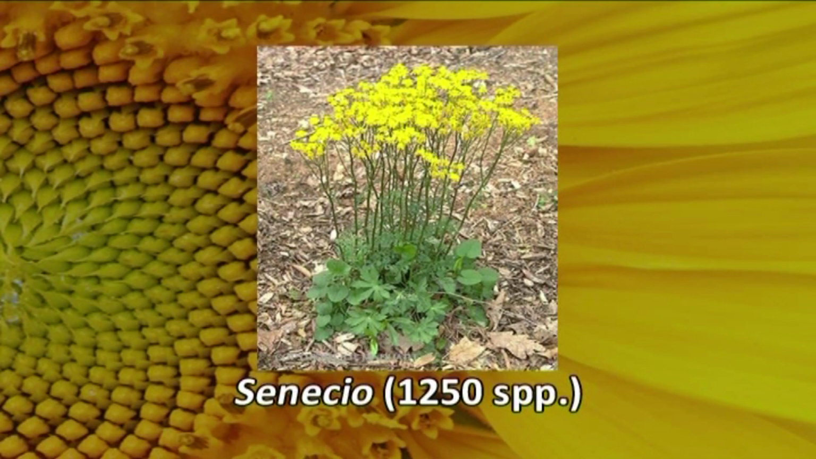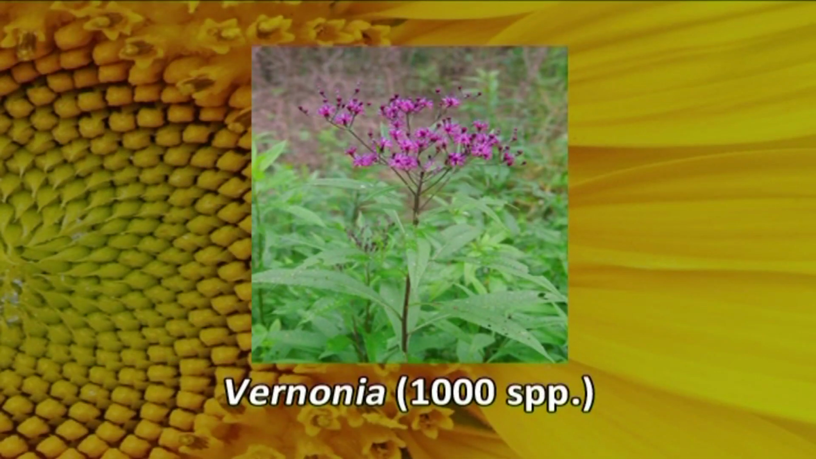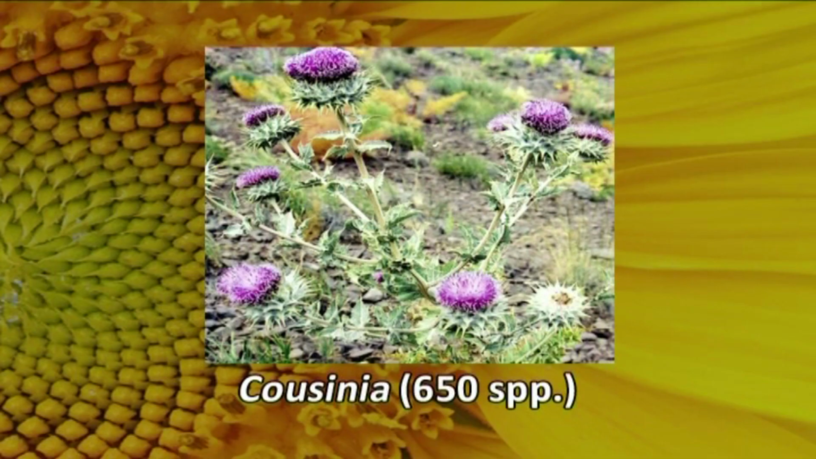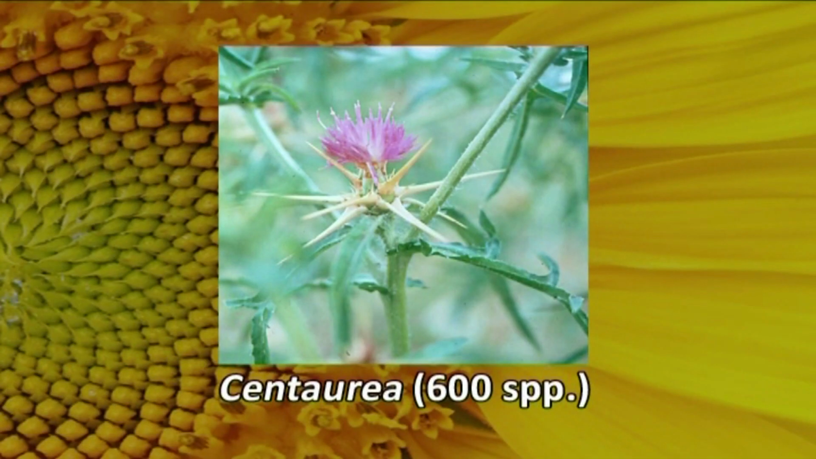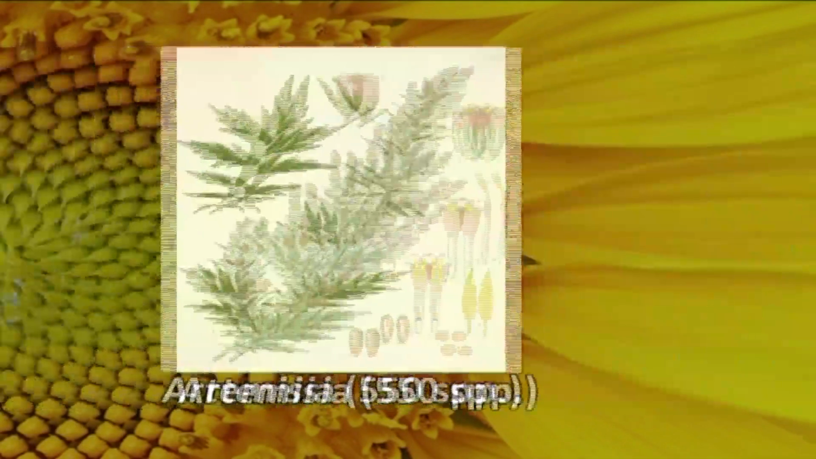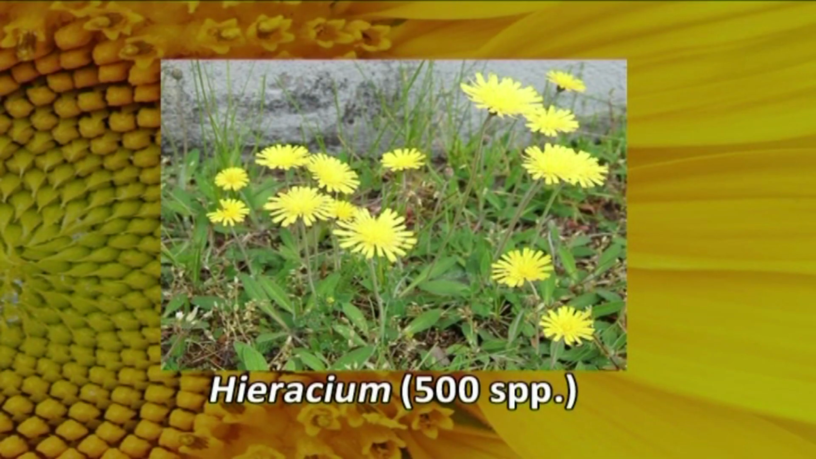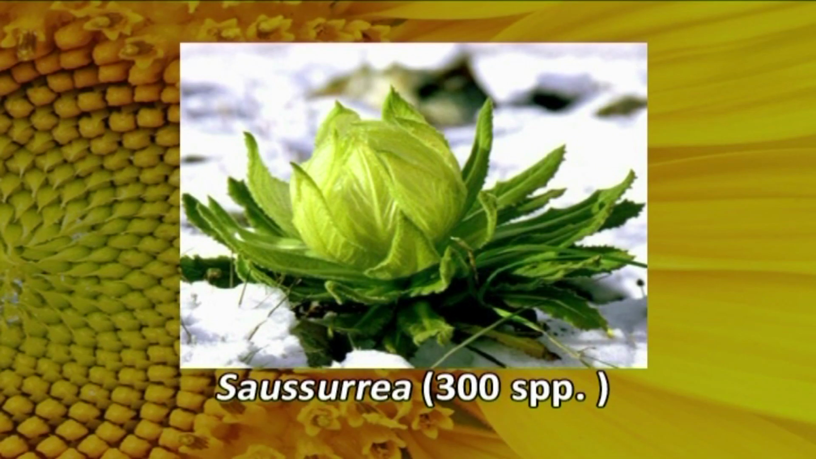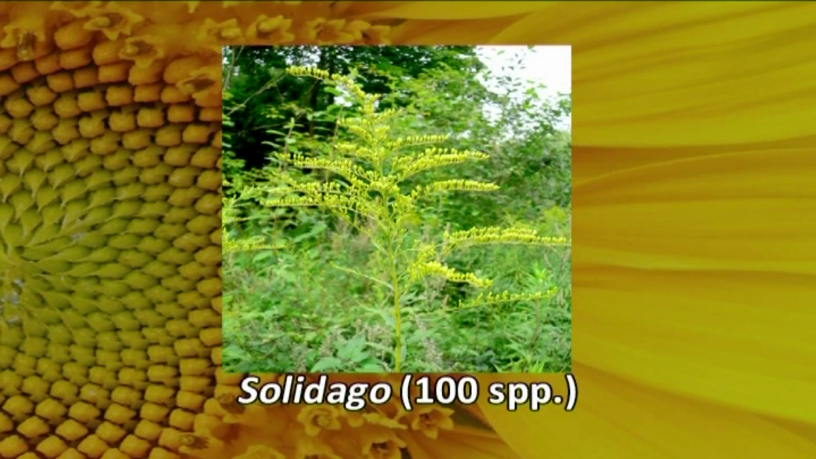Some of the species-rich genera in this family are Senecio with about 1250 species, Vernonia with nearly 1000 species, Cousinia 650 species, Eupatorium 600 species, Centaurea 600 species, Artemisia 550 species, Hieracium 500 species, Saussurea 300 species, Aster, the type genus, 180 species, and Solidago 100 species.